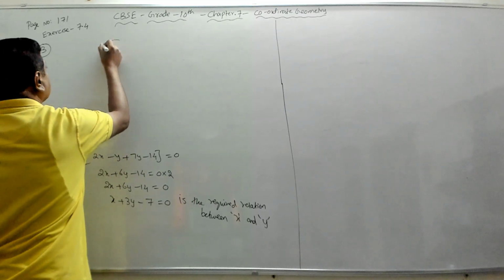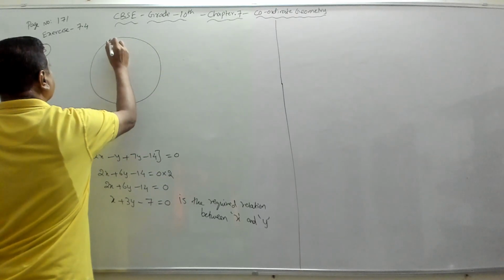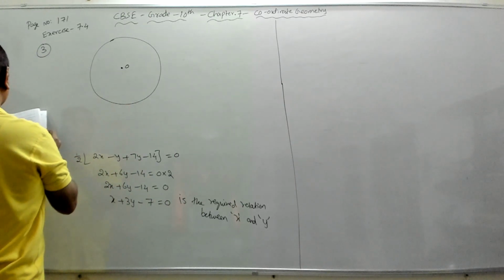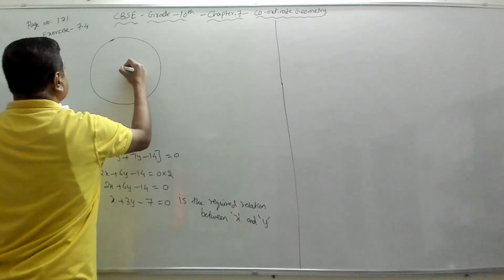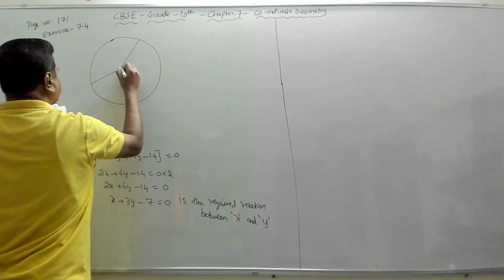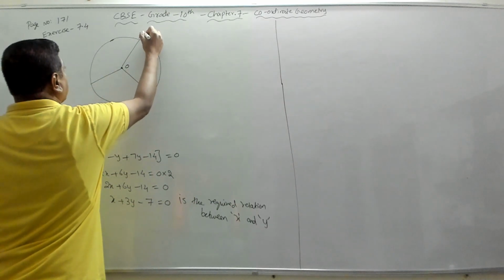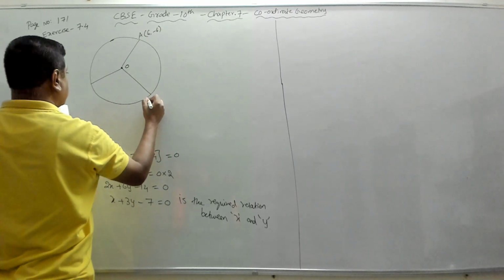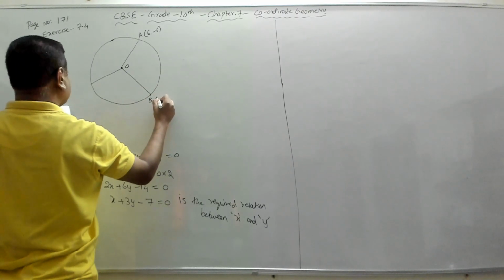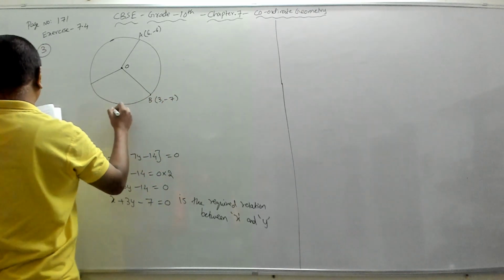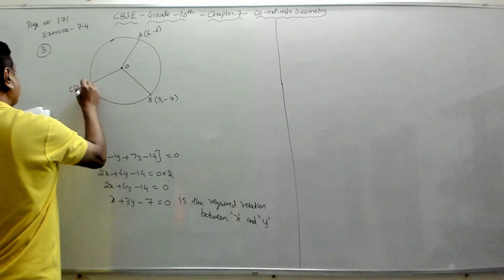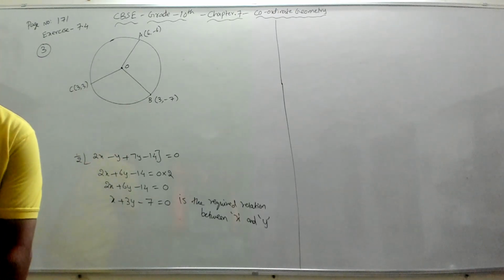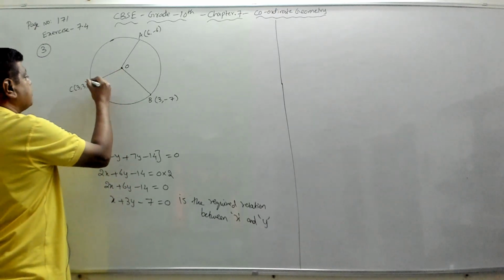So there is a circle, and we have to find the center of the circle. Suppose the center O. And this circle is passing through the points. Suppose let's take 3 points. Suppose this is A of 6, minus 6, and say this is B of 3, minus 7, and this is C of 3, 3. So these are the 3 points through which the circle is passing. We need to find the center of the circle.